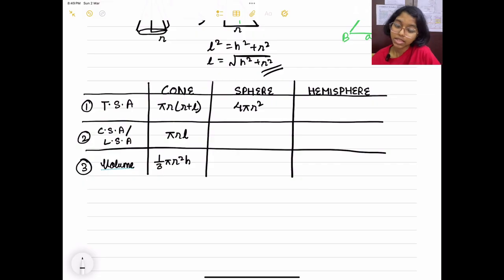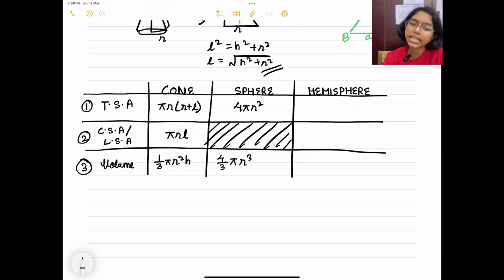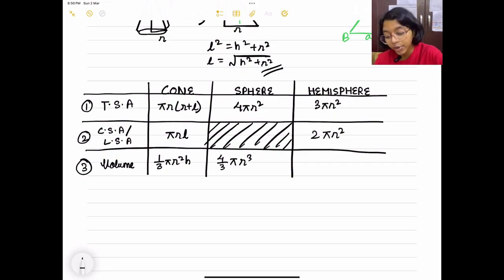Now sphere, obviously it does not have a curved surface area, because it's curved everywhere. It's completely curved. So that's why it does not have this thing. So I'll just strike it off. Then volume of a sphere. What's the volume of a sphere? Volume of a sphere is nothing but 4 by 3 pi r cube. Now hemisphere TSA is 3 pi r square. Then the curved surface area is 2 pi r square. And then the volume of the hemisphere is 2 by 3 pi r cube.